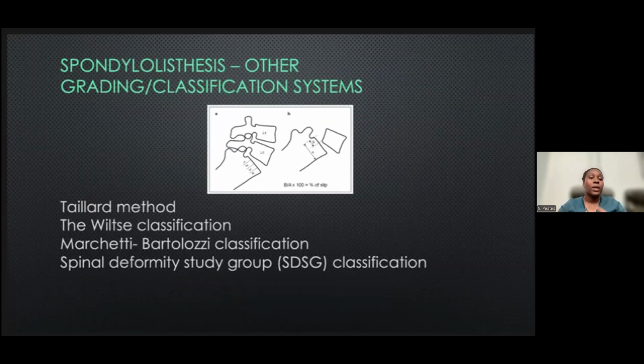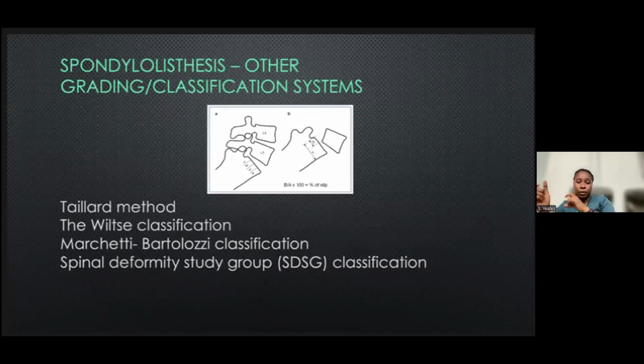Then we have the Wiltse classification, and this separates spondylolisthesis into 5 distinct categories based on etiology: congenital or dysplastic, isthmic, degenerative, traumatic, and pathologic. Then you have Marchetti and Bartolozzi, if I say that correctly, who sought to improve on the Wiltse classification, the one I mentioned before, because of the isthmic group. They combine a mixture of etiologies, each with a different natural history. Therefore, they created a new classification system that featured a developmental type and recognized the Wiltse subtype 2 of the group.